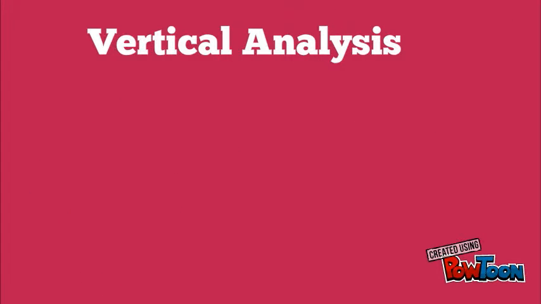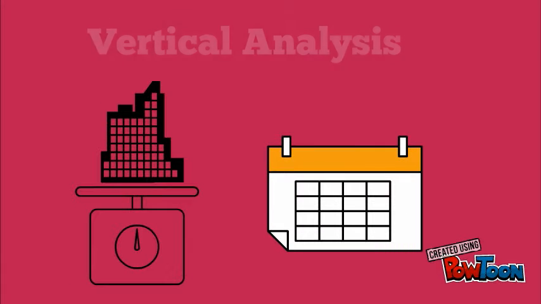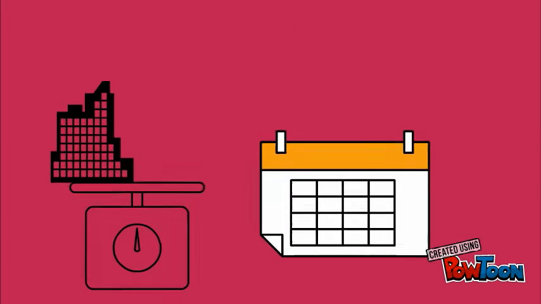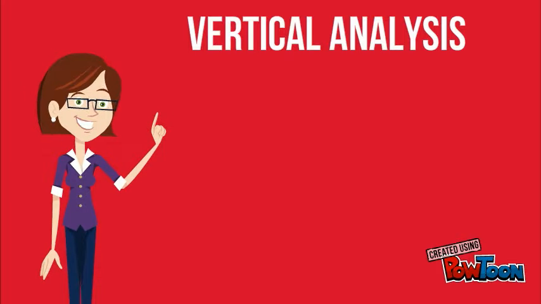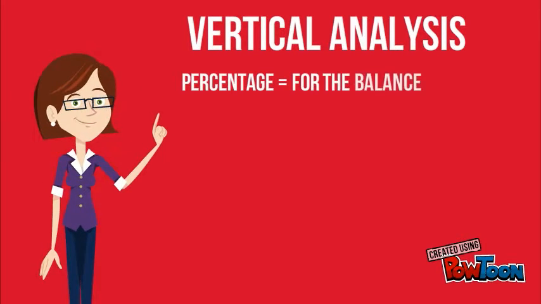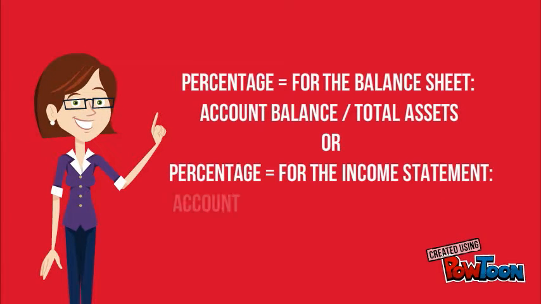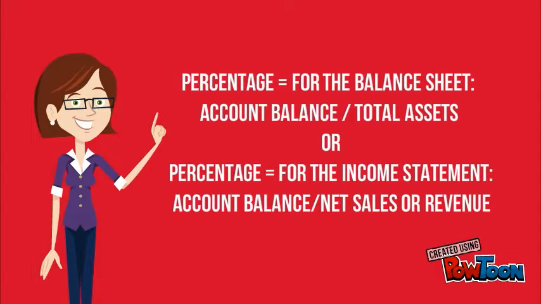Whereas vertical analysis compares a company's account balances within a single year. This is done by dividing each account balance by a base account, leaving a percentage. Vertical analysis is achieved for the balance sheet by placing the account balance over a company's total assets. For the income statement, the account balance is placed over the net sales or net revenue.